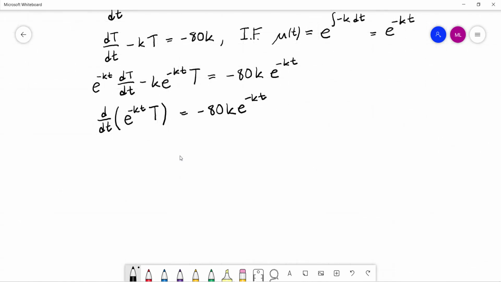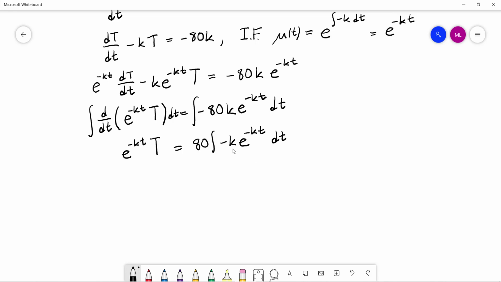We'll integrate both sides with respect to lowercase t. And on the left, the integral and the derivative cancel. We're just left with e to the negative kt times capital T. And on the right-hand side, we have to integrate this term yet again. So I'm going to pull out the negative, I'm going to pull out the 80. Let's just write the 80. And we've got the integral of negative k e to the negative kt dt.